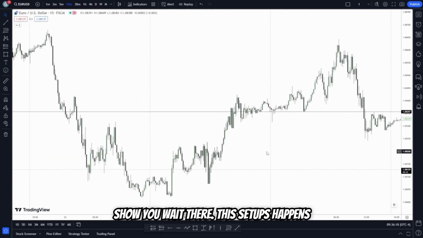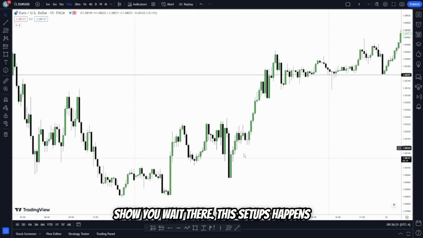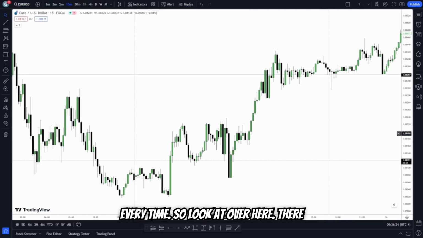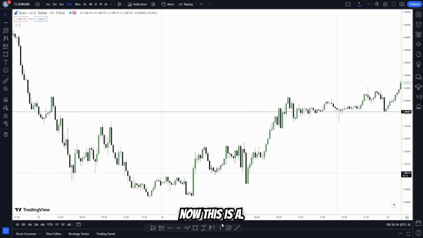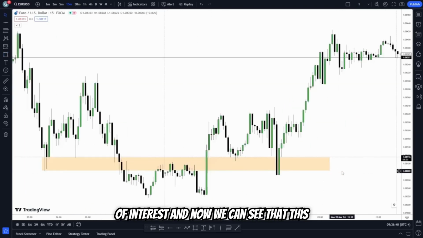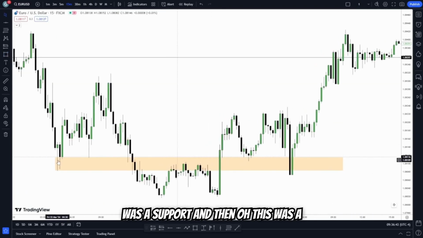You can look for these types of entries many times. So I can show you. Wait, this setup happens every time. So look at over here, the setup is over here also. If you look at it closely, now this is an area of interest, right? This is the area of interest, and now we can see that this was a support, and then this was a demand zone over here.